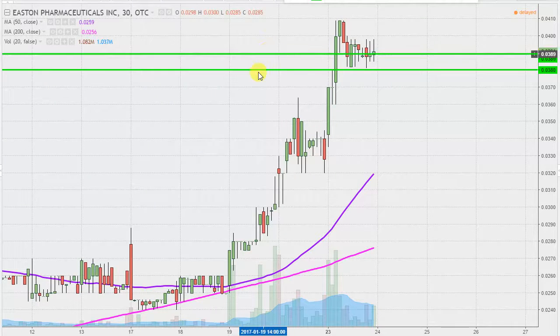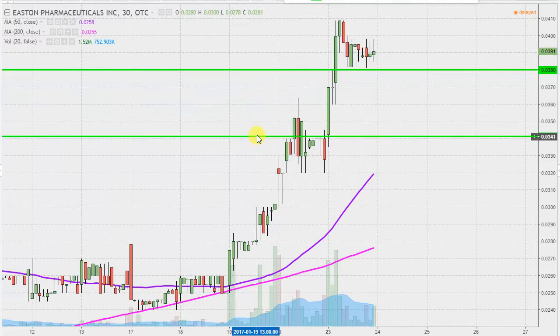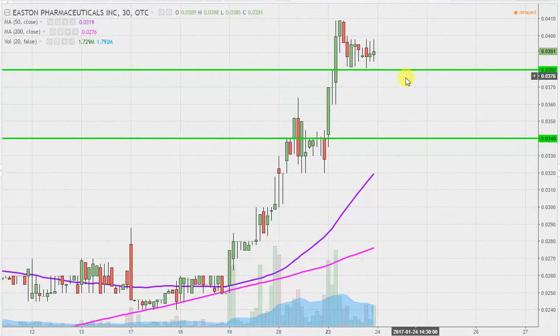Next level of support after that, down here at this point, which sits at 0.034. So 0.038, 0.034.